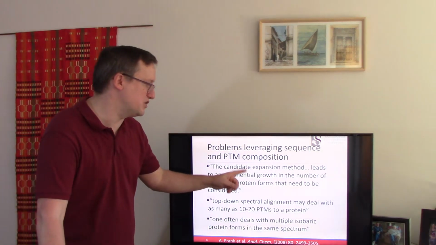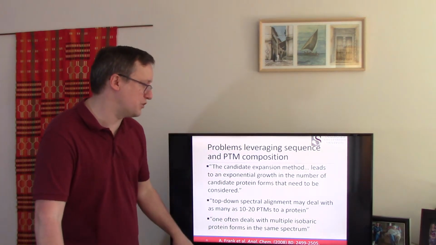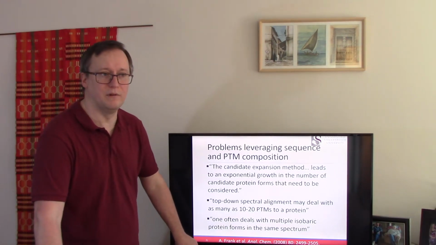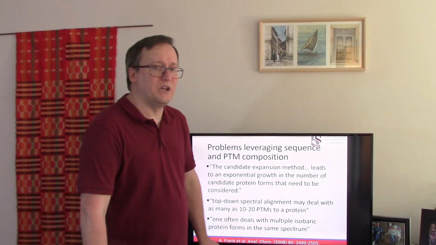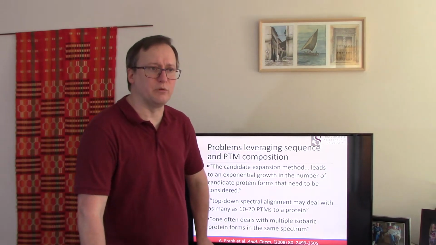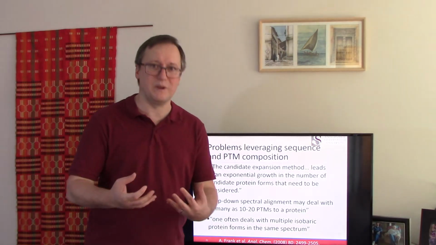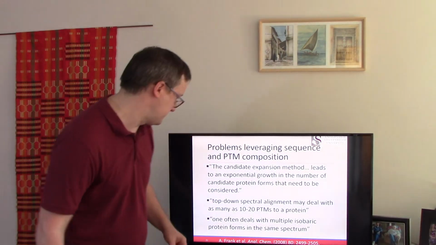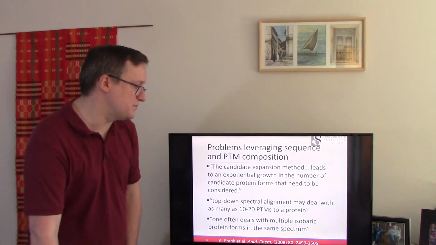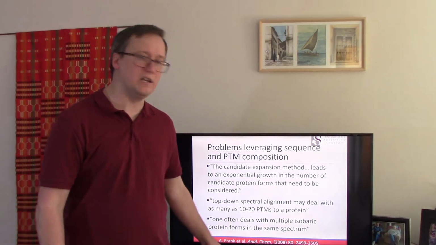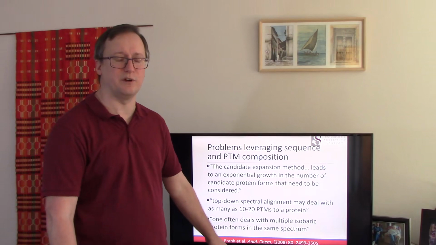The candidate expansion method leads to an exponential growth in the number of candidate protein forms that need to be considered. When a computer scientist says exponential growth, they're concerned about something. So the number of possibilities we have to take into account is worrisome here. Top-down spectral alignment may deal with as many as 10 to 20 post-translational modifications for a protein. That's obviously a big problem.